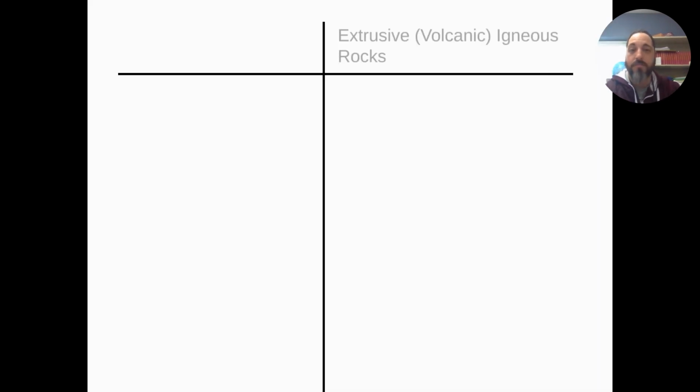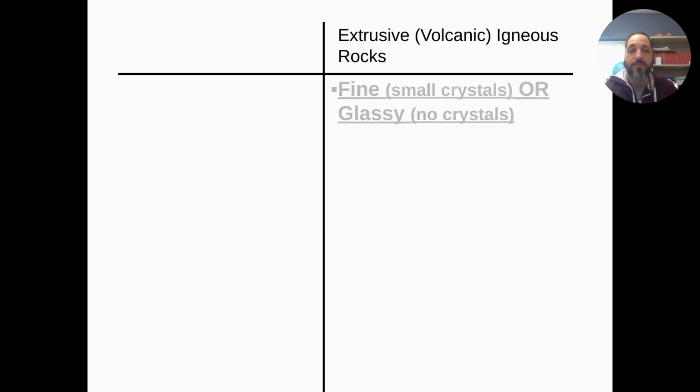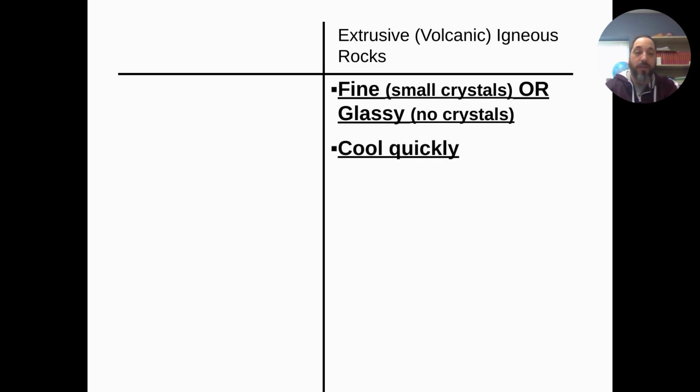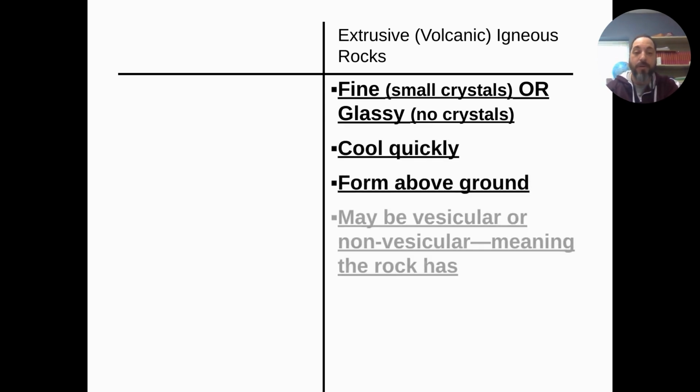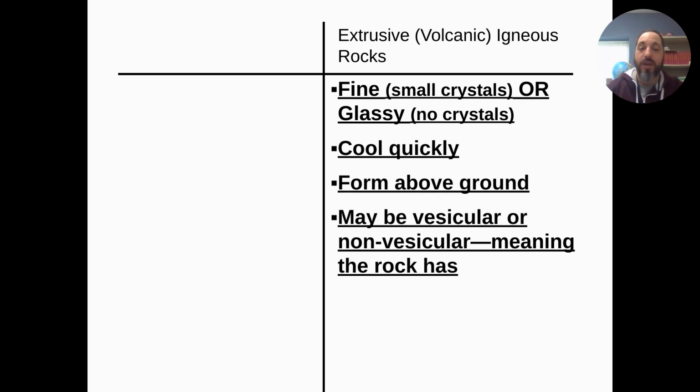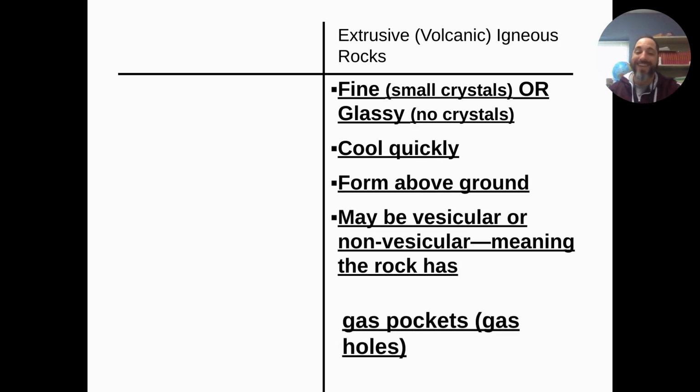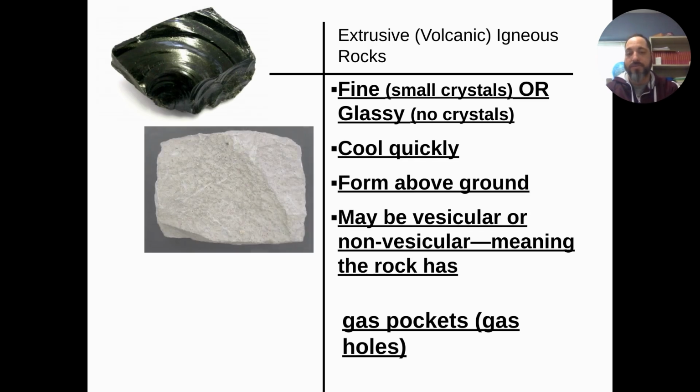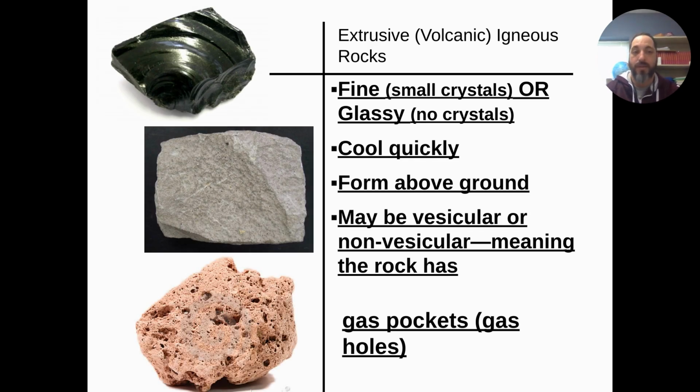The other type is going to be extrusive igneous rocks. These are volcanic, so that means they have been erupted and they cool down at the surface. So they are fine, which means they have small crystals, or they could be glassy, which means they have no crystals at all. More like glass. They cool quickly. They form above ground, and they may be vesicular or non-vesicular, meaning the rock has gas pockets in it. So here we have some examples of some extrusive igneous rocks, and we got this one right here down here, this pumice, that actually has those gas pockets in it.